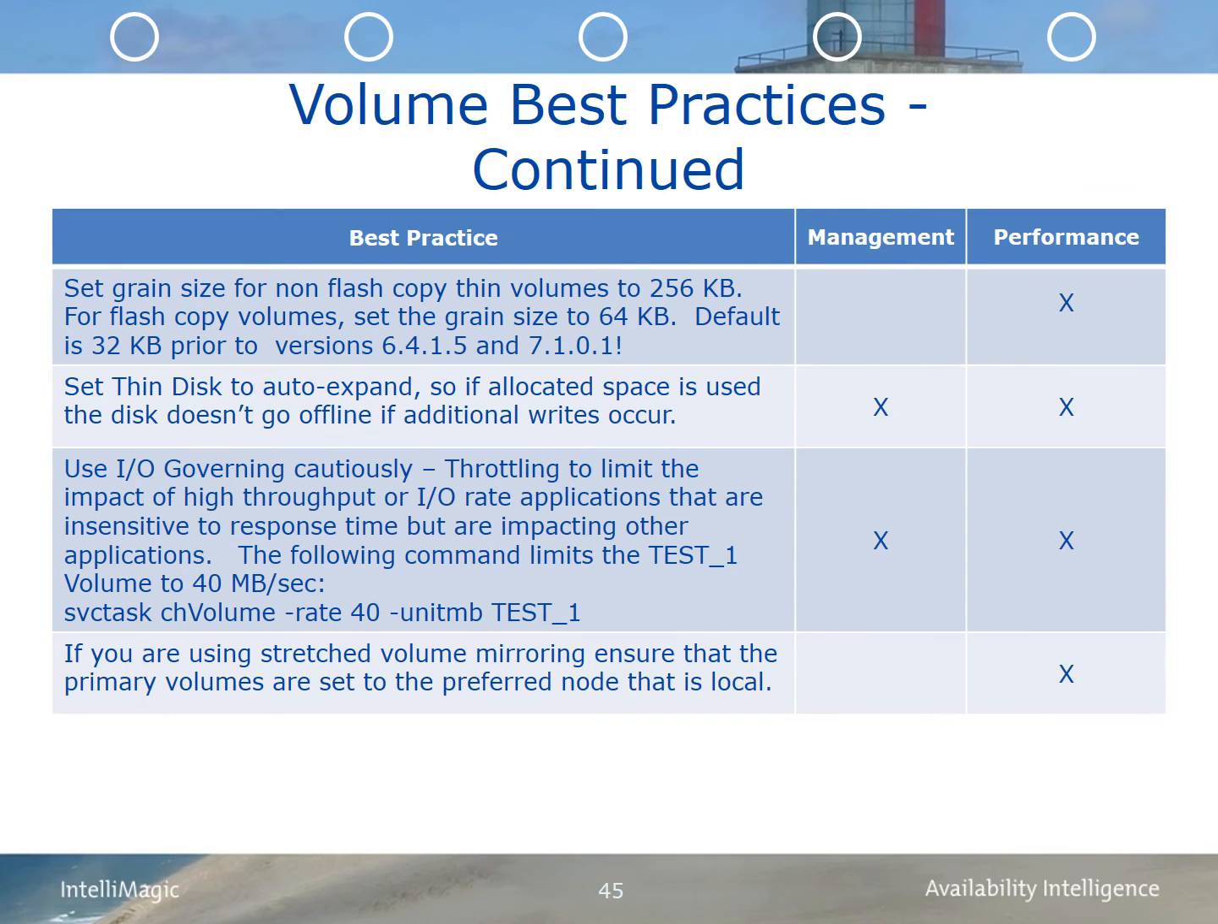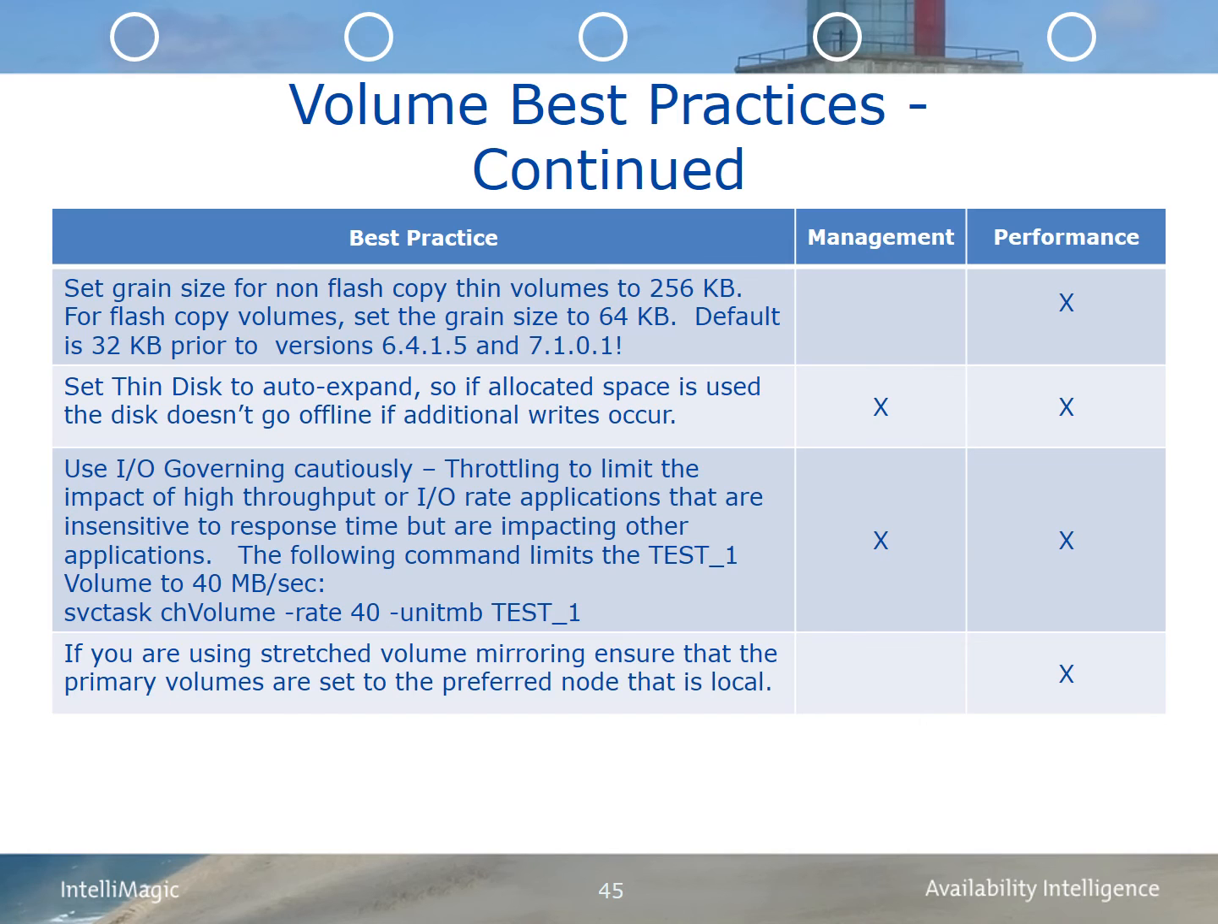In addition to the previous slide, there are several other best practices. For example, for non-FlashCopy thin volumes, the grain size should be set to 256 KB. For FlashCopy volumes, set the grain size to 64 KB. The default is 32 KB prior to versions 6.4.1 and 7.1.0.1.